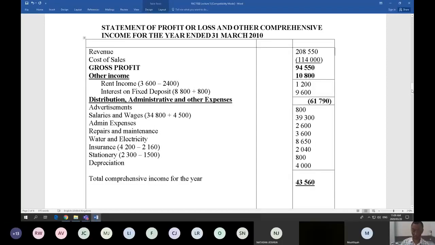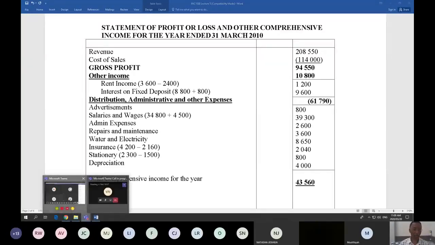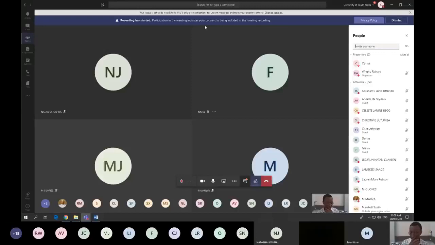In this exam, this was the 2010 exam guys, and that statement has counted 17 marks. Right guys, that is the solution to 4.1 for 17 marks, where you had to complete the statement of comprehensive income.